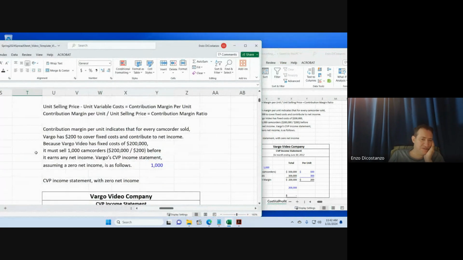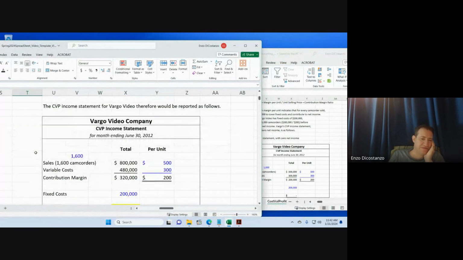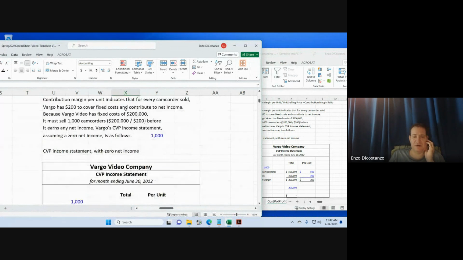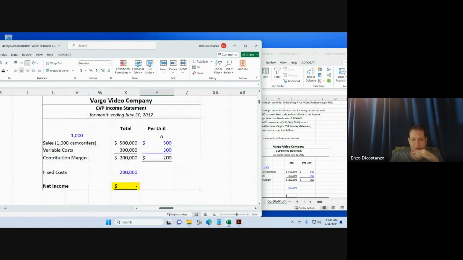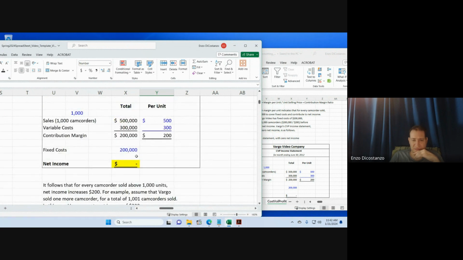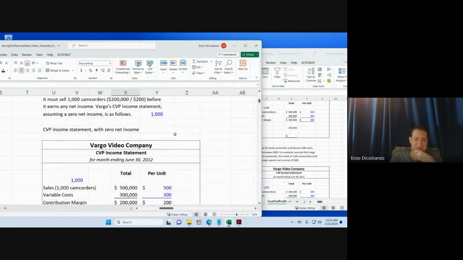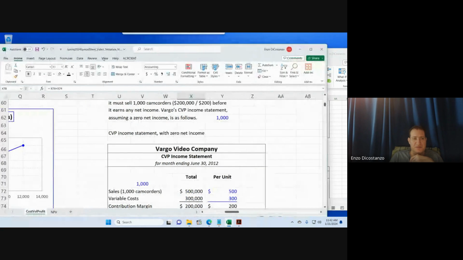Okay, so you reduced the units you're selling from 1,600 down to 1,000, and so your profit goes to zero. And again, we figured out exactly how to do that by taking the fixed cost divided by the contribution margin, and got that 1,000 units, and then computed our income statement and got to break even. We're break even right now. And like I said, this was a blank Excel sheet.